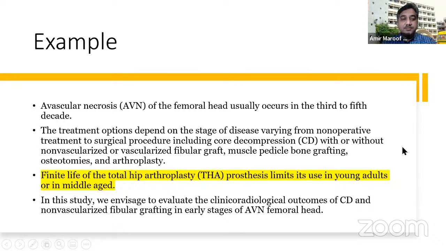Then the lacuna, and in this, if you see, the highlighted part is the finite life of the total hip arthroplasty prosthesis, which limits its use in young adults or the middle-aged. Now, because a particular intervention is limited in its use in a particular age group, therefore you have written the final sentence of your introduction that becomes the aim of your study.